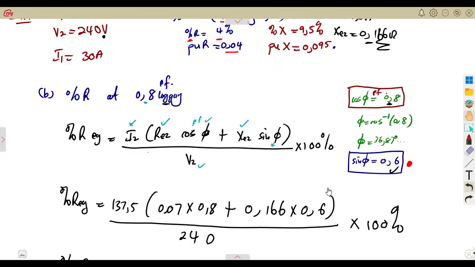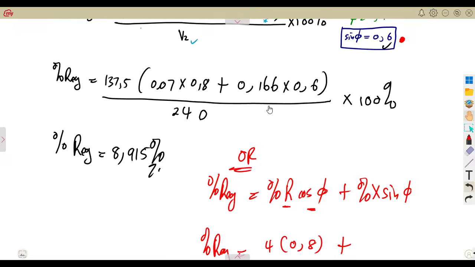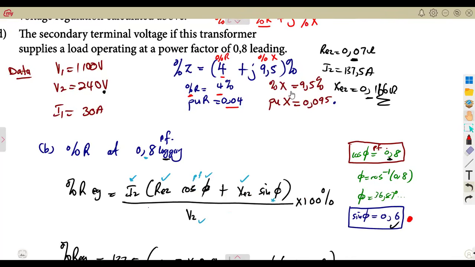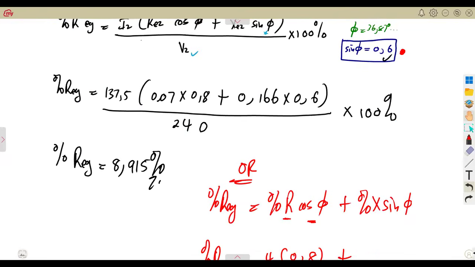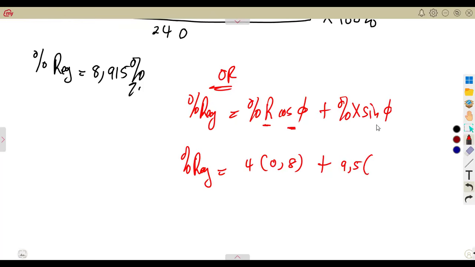We multiply that. So it's 4% times cos phi, which is our power factor. Remember, our power factor was 0,8, plus percentage reactance. Again, on your reactance, what is the percentage? 9,5. So that is going to be 9,5, our percentage reactance, times sine of phi. Remember, our sine was 0,6. These are percentages, so your answer is automatically a percentage. It was going to give us 8,9%. That is the condition.